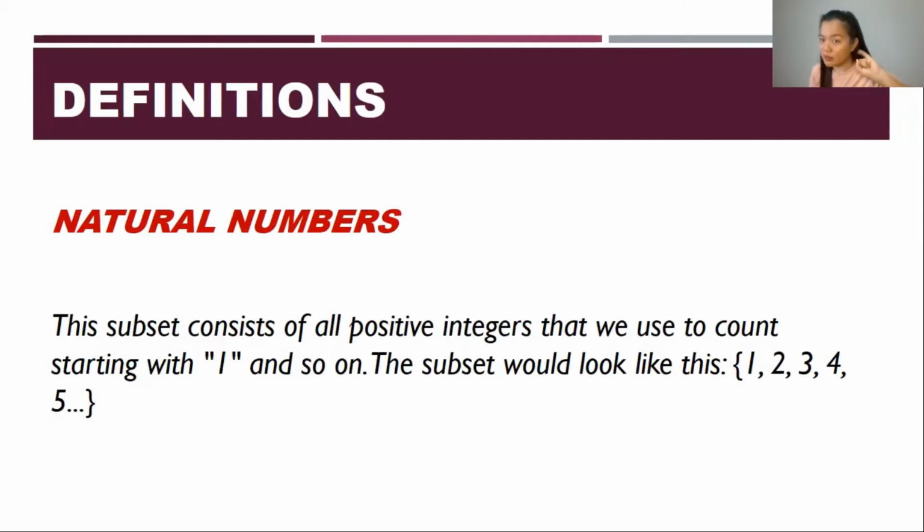Natural numbers, we start with 1. Whole numbers, we start with 0. Integers have negative numbers. Rational are fractions and decimals. Irrational are those forever decimals na hindi nare-repeat or hindi nahihinto. Yon. And then real numbers are lahat ng ito.